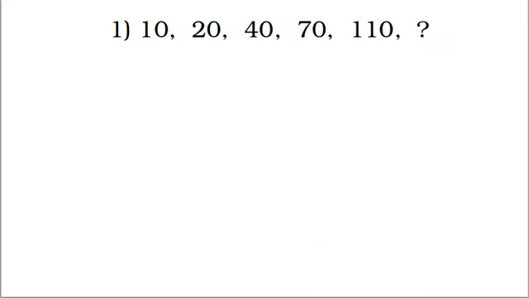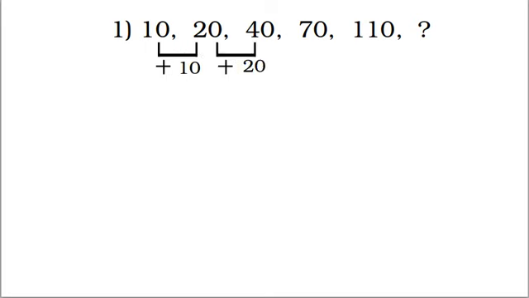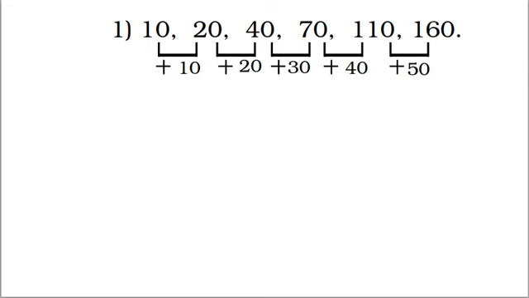Now, let us discuss the first one. What is the difference between 10 and 20? 10. 10 plus 10 gives you 20. 20 plus 20 gives you 40. 40 plus 30 gives you 70. 70 plus 40 gives you 110. Once you observe the numbers 10, 20, 30 and 40, it is clear that 50 should be added to 110, which results 160. So we are done with the first question.